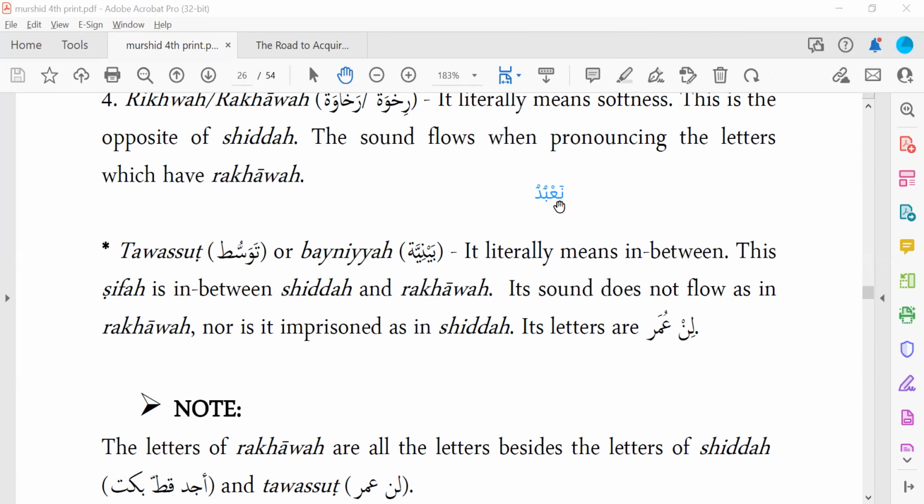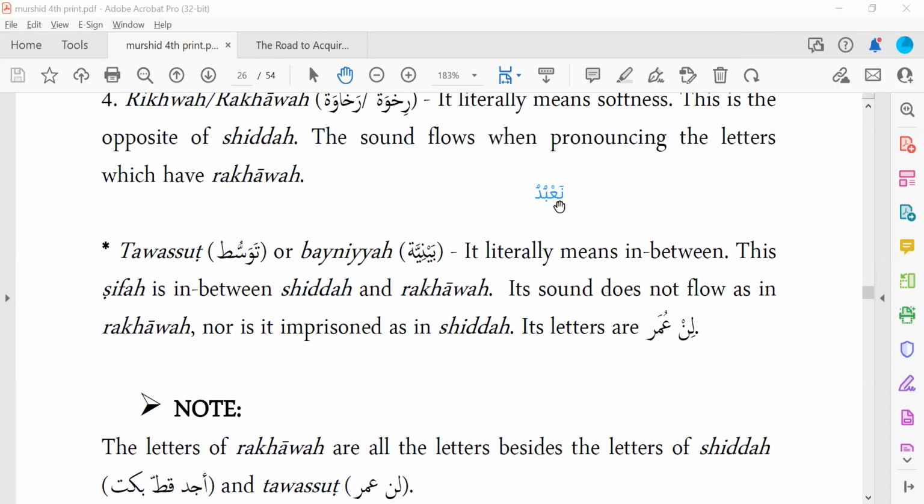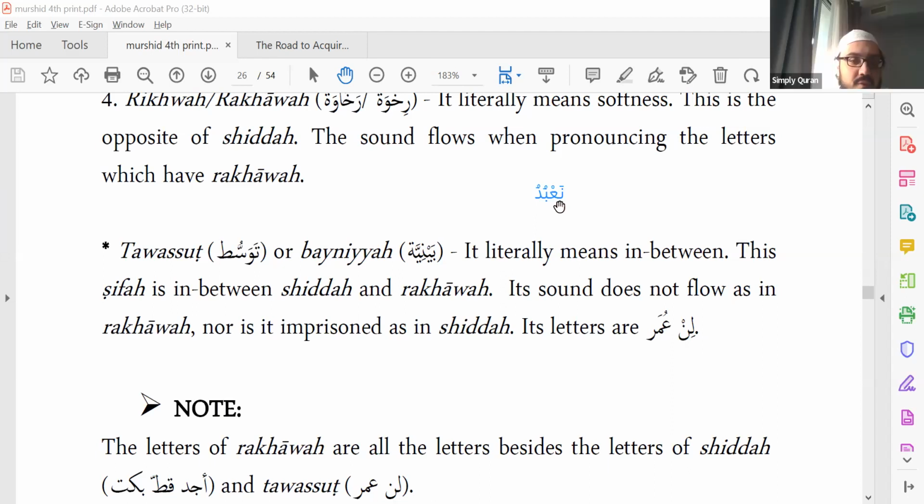Jahar. Which means what? The breath? Breath should flow after the word. It should be loud. You should be able to feel the breath. Does the breath flow? Yes or no?